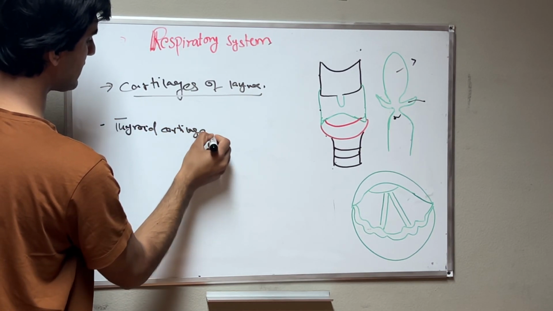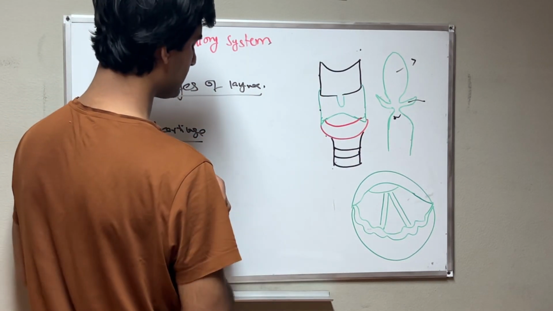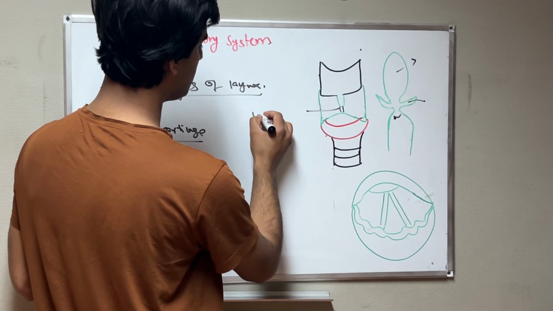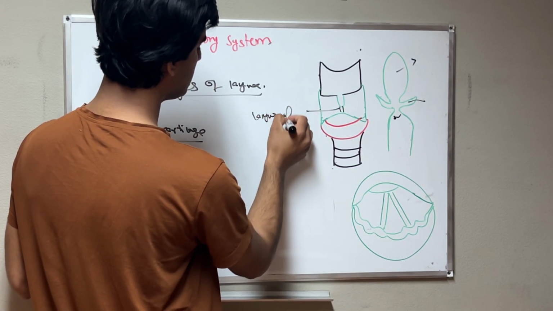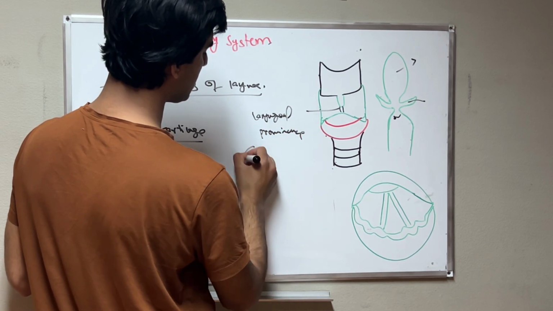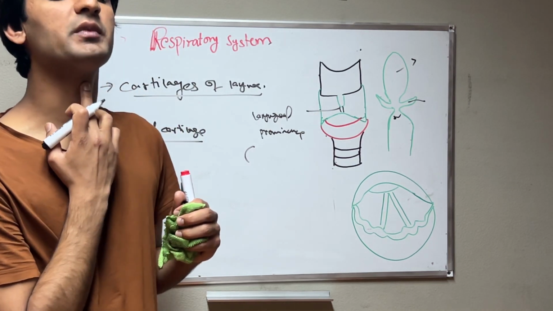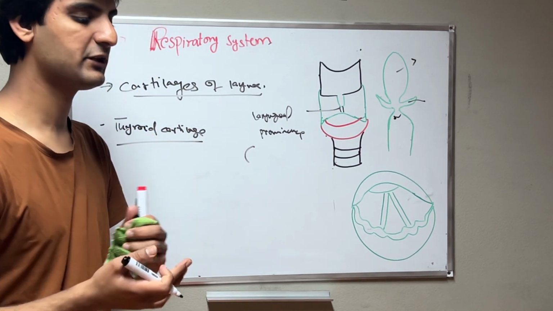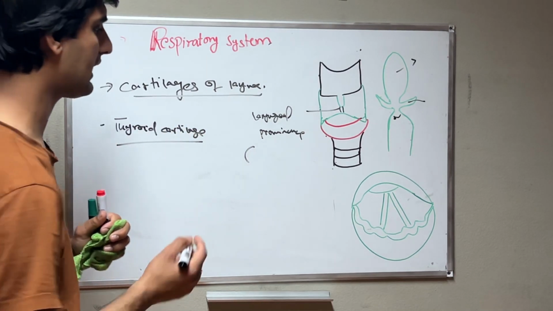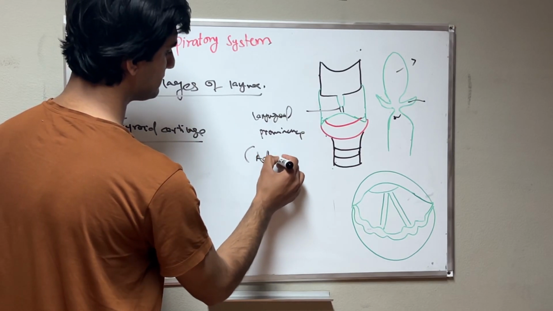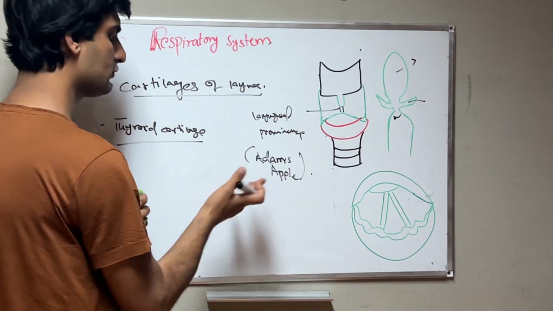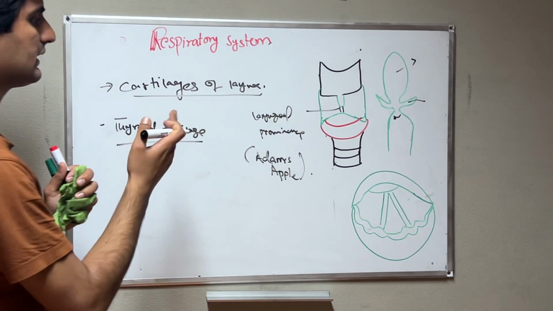If you talk about the structure of the thyroid cartilage, this is the thyroid cartilage. We have this here. This is called the laryngeal prominence. In anatomy we also say the laryngeal prominence is the Adam's apple. This word is also used for the laryngeal prominence.